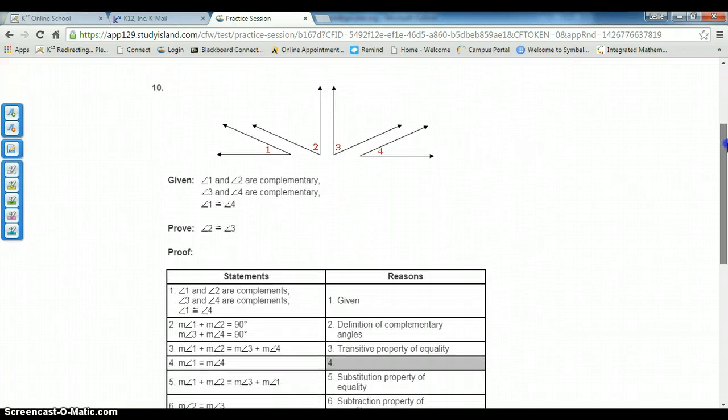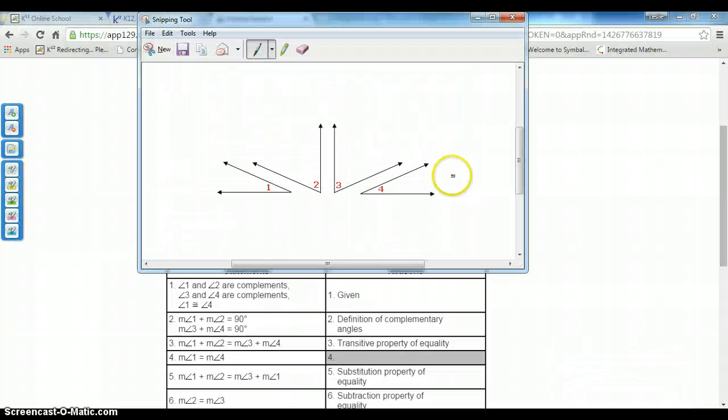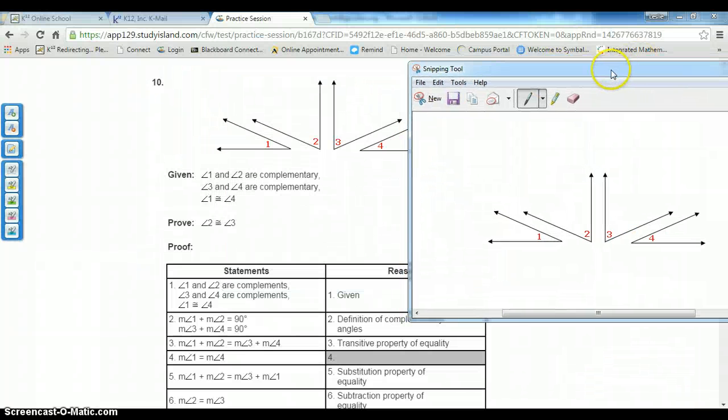Here we go again. Alright. So here we are given that angles 1 and 2 are complementary, which means they add up to 90 degrees. And angles 3 and 4 are complementary. So that's our given.